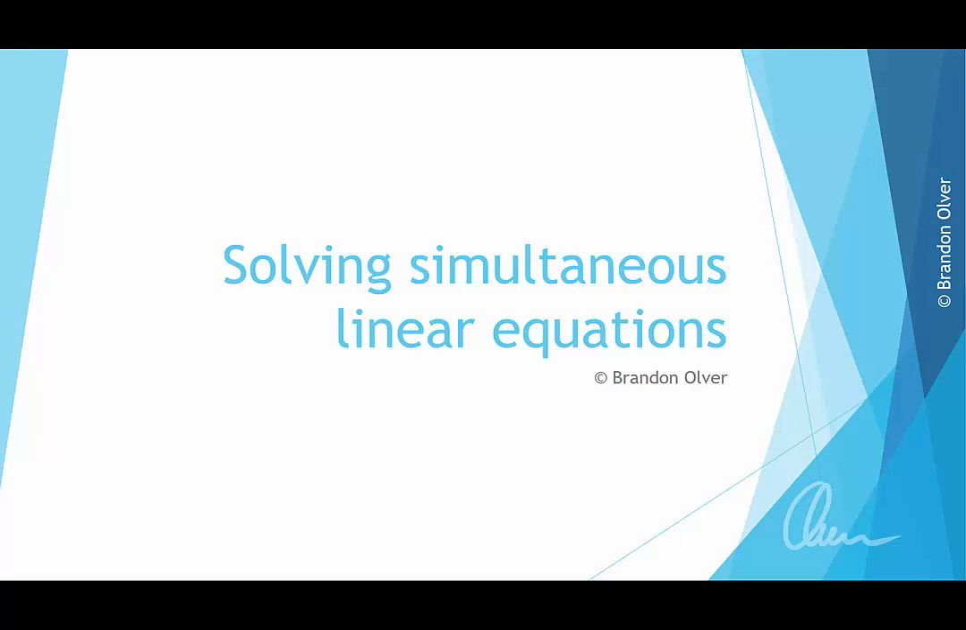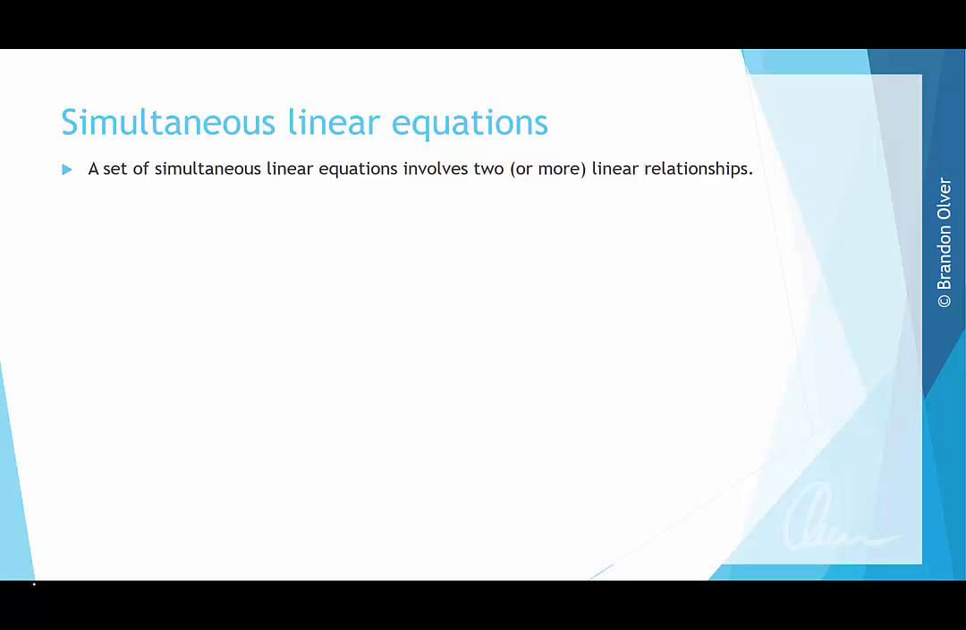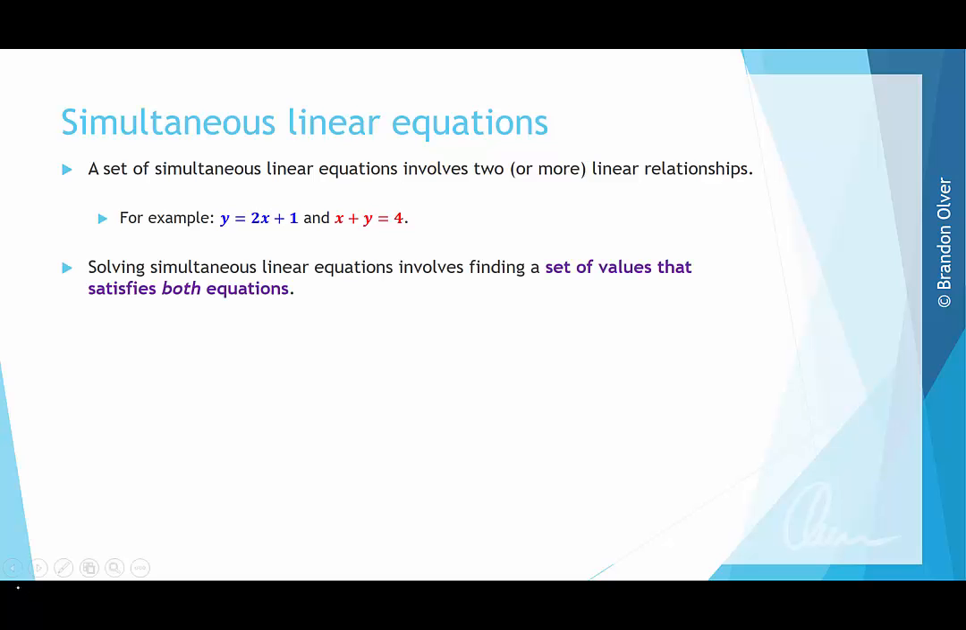In this video, we'll be looking at solving simultaneous linear equations. A set of simultaneous linear equations involves two or more linear relationships. For example, we could consider y equals 2x plus 1 and x plus y equals 4 as two linear relationships that want to be solved simultaneously. Solving the simultaneous set of equations involves finding a set of values, generally x and y, that satisfies both equations.